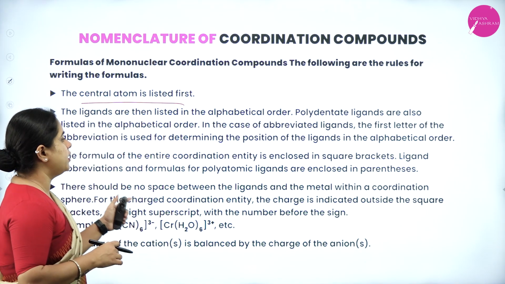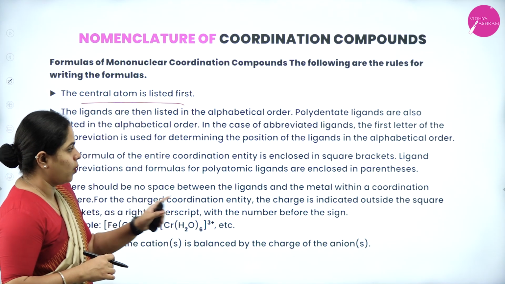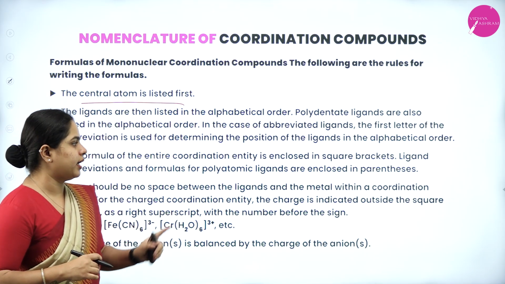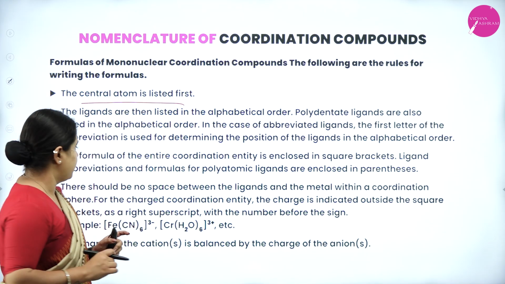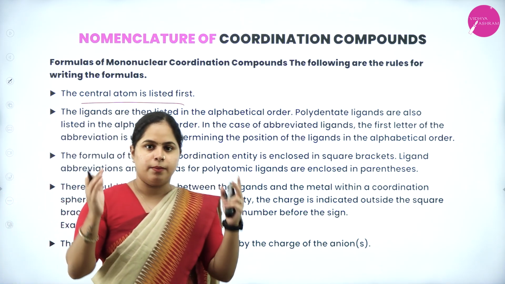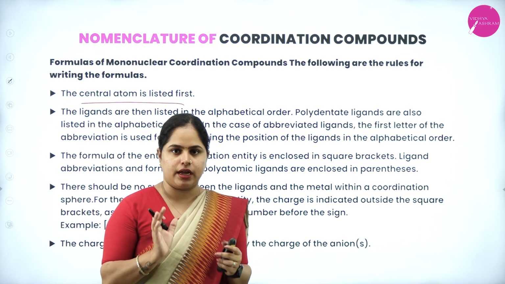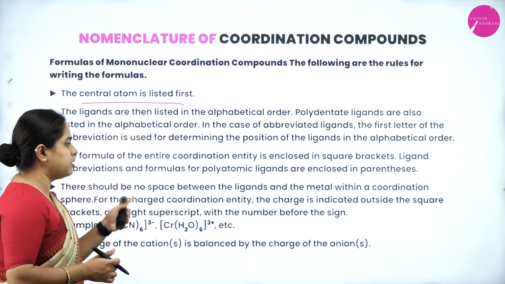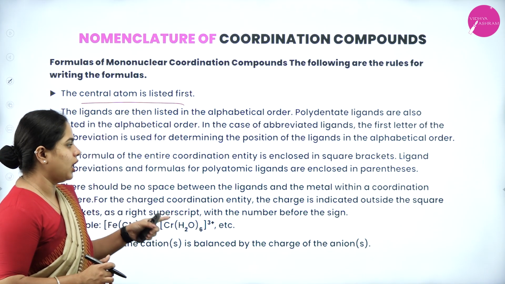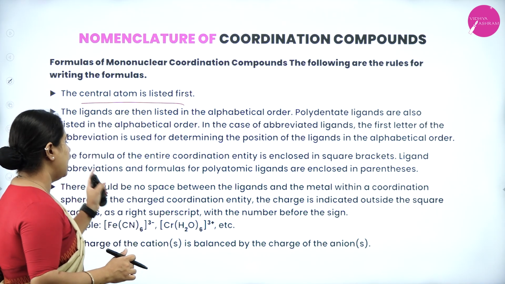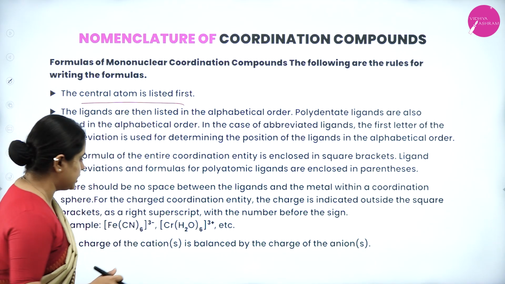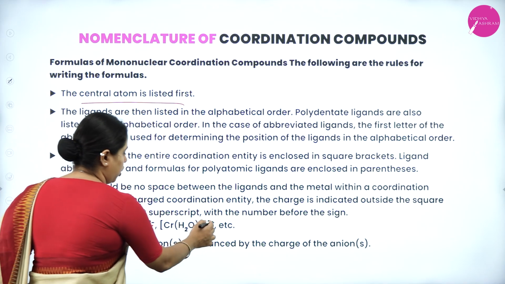Yes, the formula of the entire coordination entity is enclosed in square brackets. Abbreviations of ligands and formulas for polyatomic ligands are enclosed in parentheses. Right. Yes, the abbreviations of polydentate ligands, since the name will be big, are mentioned in abbreviated form in brackets. Right. Now there should be no space between the ligands and the metal within the coordination sphere. For a charged coordination entity, the charge is indicated outside the square brackets as a right superscript with the number before the sign. Okay, so we have already discussed this. Right, the charge will be present on the top.